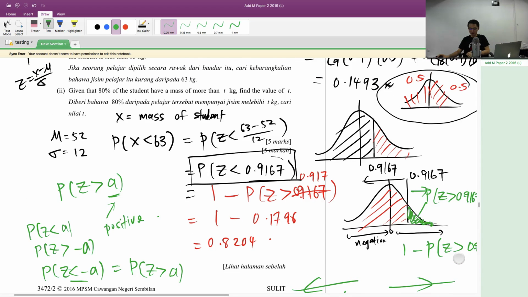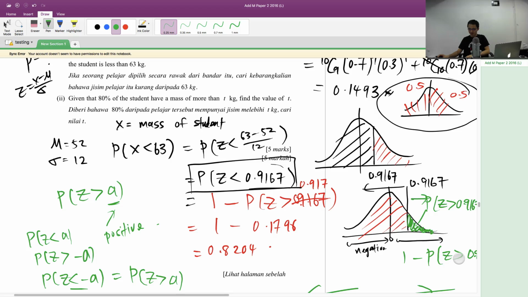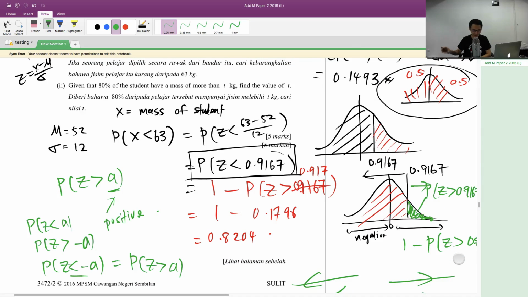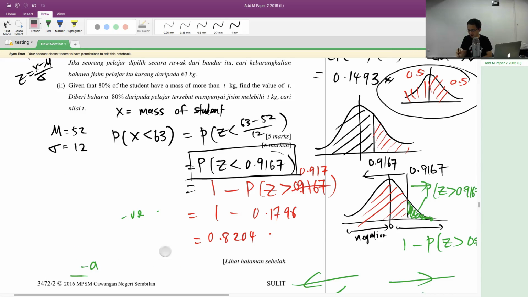And let me go to the last part. Part 2. It's given that 80% of the students have the mass more than t kg. Find the value of t. Alright, this one shouldn't be too difficult. So I know x is mass, right? So the mass is more than t. It is 80%, means 0.8. So basically we need to find the value of t.